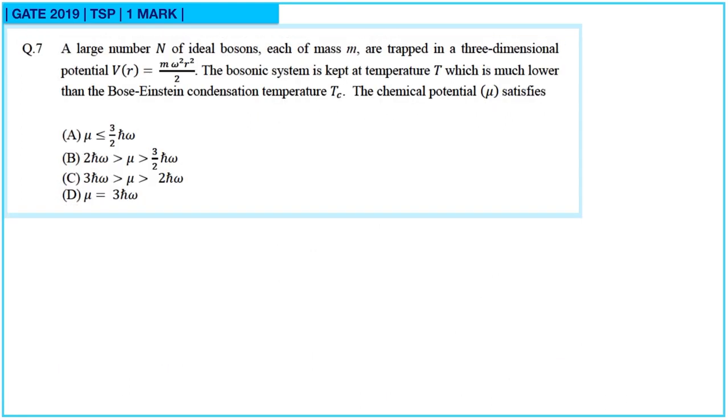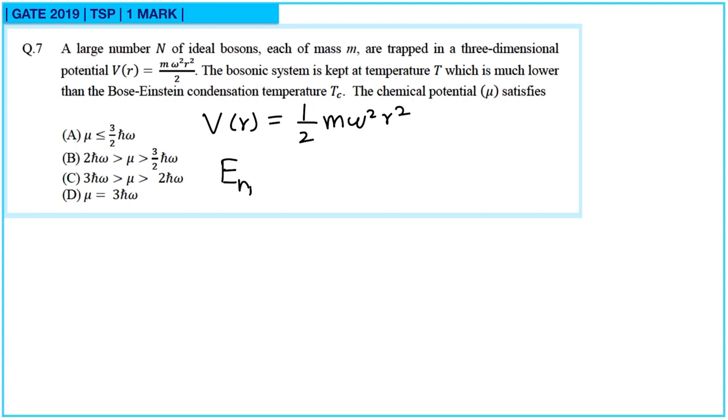Next question. A large number n of ideal bosons, each of mass m, are trapped in a three-dimensional potential V(R) equal to ½mω²R². The bosonic system is kept at temperature T, which is much lower than the Bose-Einstein condensation temperature Tc. The chemical potential mu satisfies.